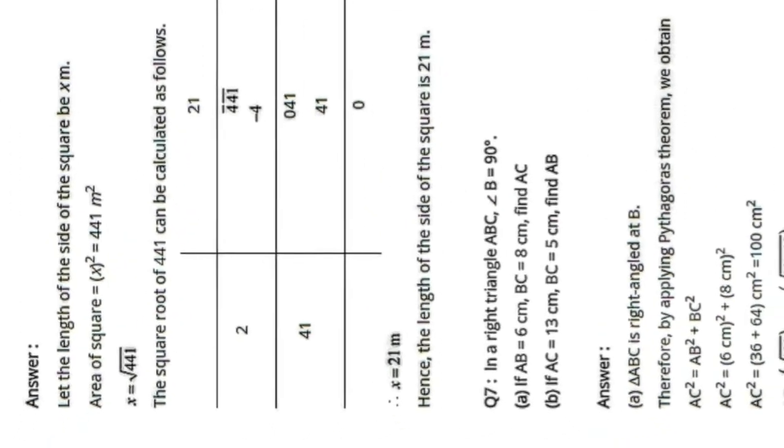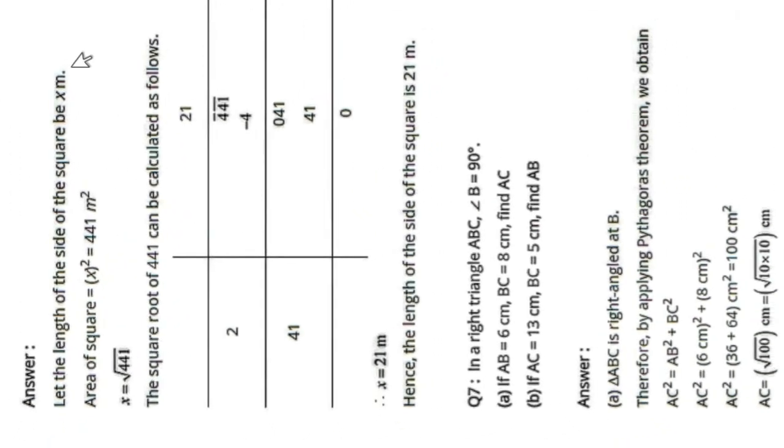Question number 6. Find the length of the side of a square whose area is 441 meters square. Let us see. Let the length of the side of the square be x meter. The area of a square is side square, that is x square equals 441 meters square. So x is equal to the square root of 441. Now for 441, first we divide this number and put the bars, starting from the unit digit: two numbers under one bar and one number under the other bar.